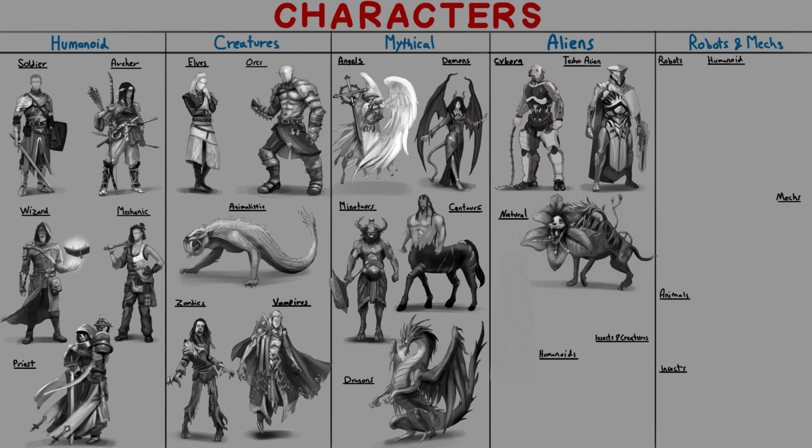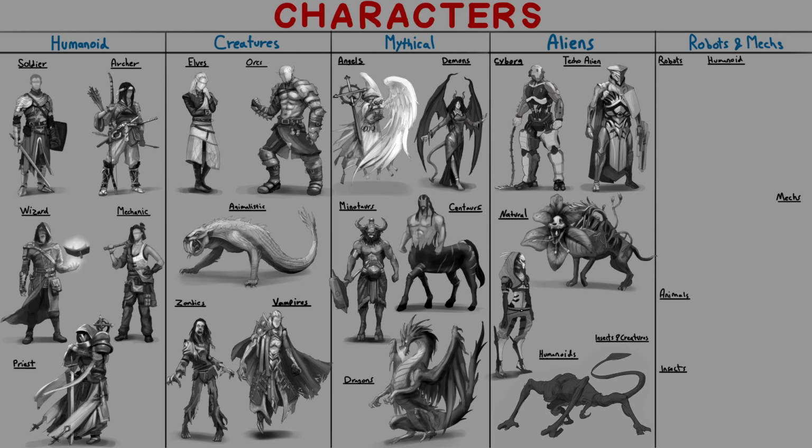We also have humanoid aliens. Those aliens are a mix between human and animal characteristics, like the ones we saw in Mass Effect, the Turians, the Asari, the Salarians, and so on. Finally, we have the insect and creature aliens. Those are based on a mix between insects and animals to create horrific and weird creatures from a different galaxy.